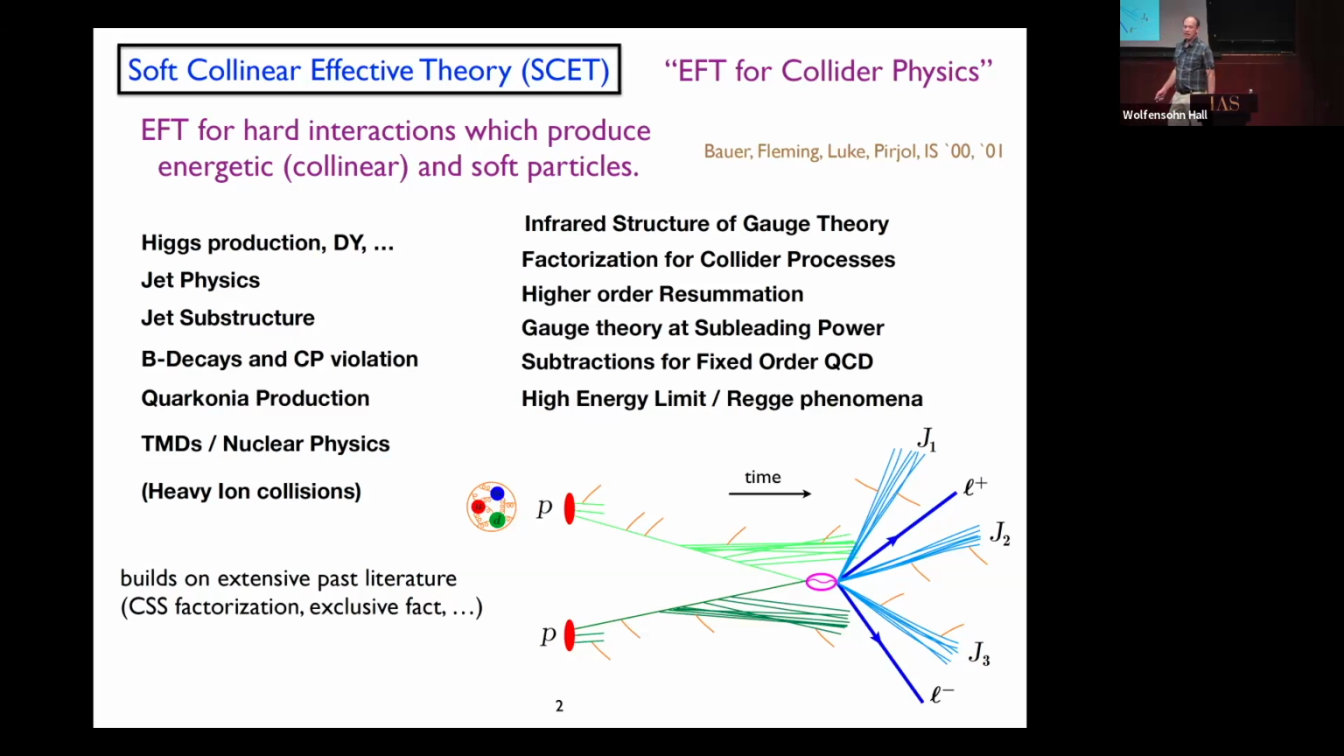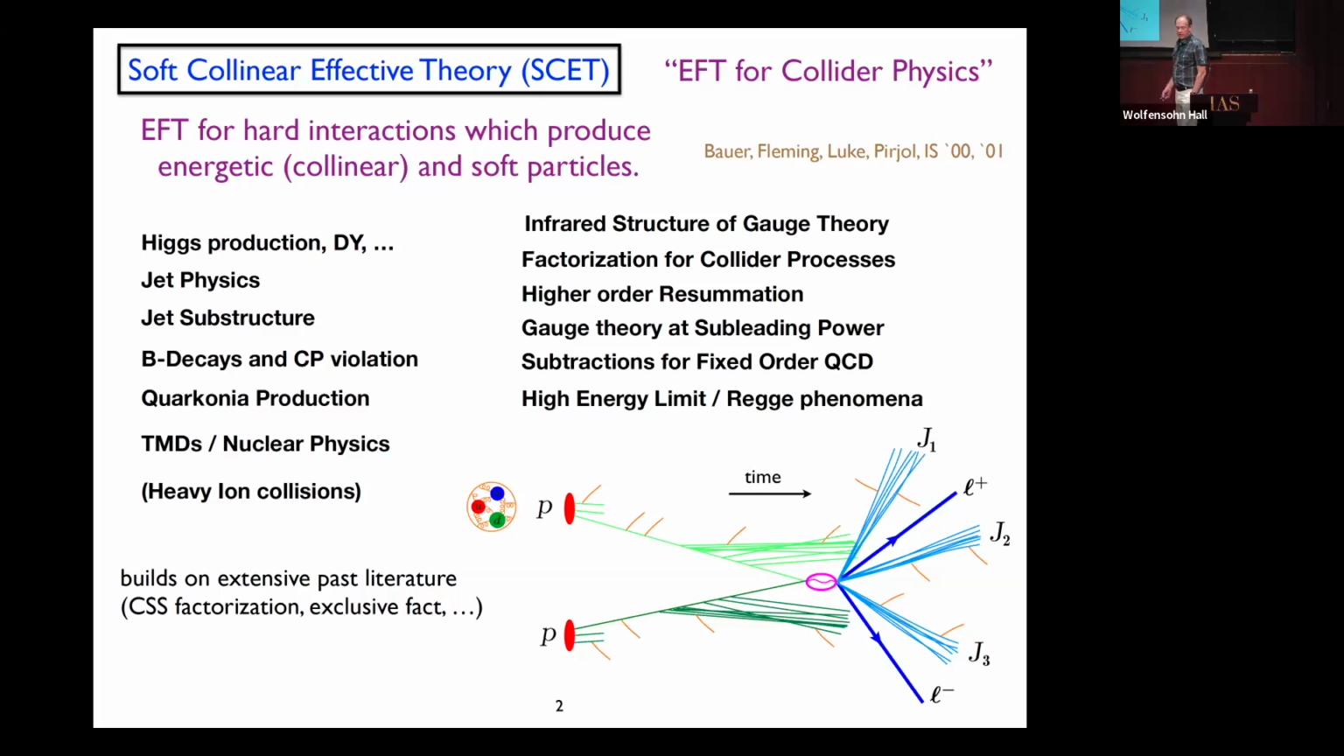And it has lots of different applications, from hadron colliders, E plus E minus colliders, the physics of jets, the physics of the substructure of jets, so internal to jets, looking at heavy meson decays, like B decays or quarkonia, even things about nuclear physics. And it helps understand the infrared structure of gauge theory, in particular factorization. So I'll talk quite a bit about factorization in my introduction. Taking resummation to higher orders, it's useful for that.